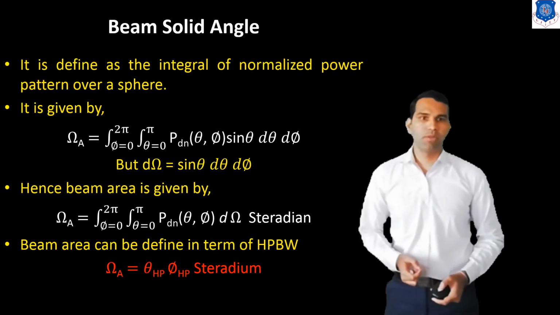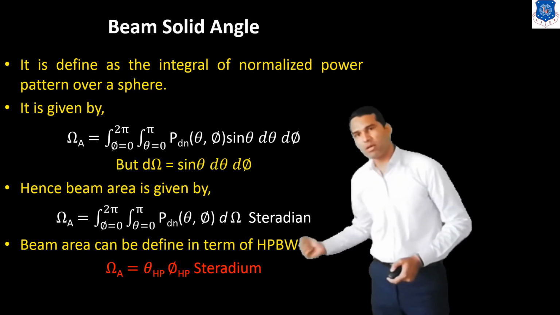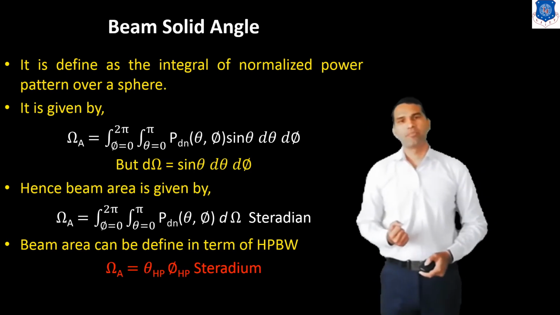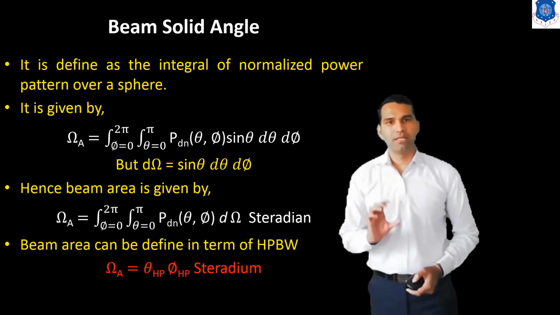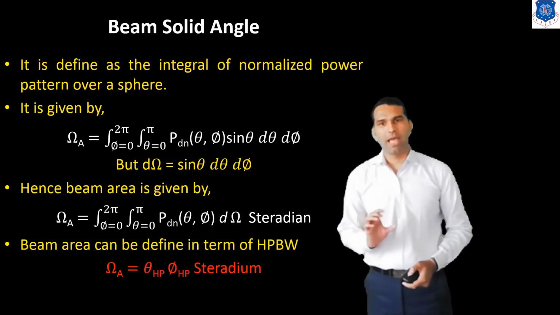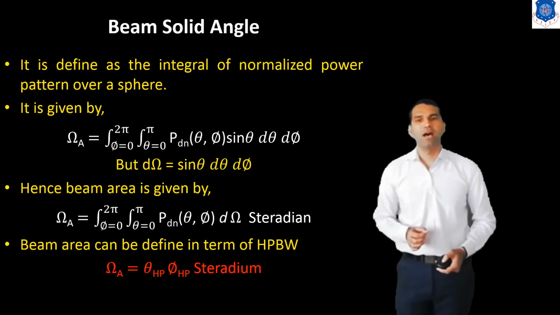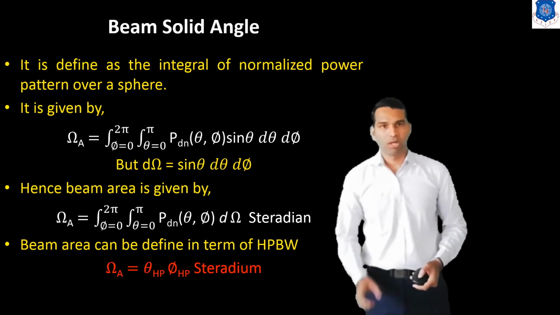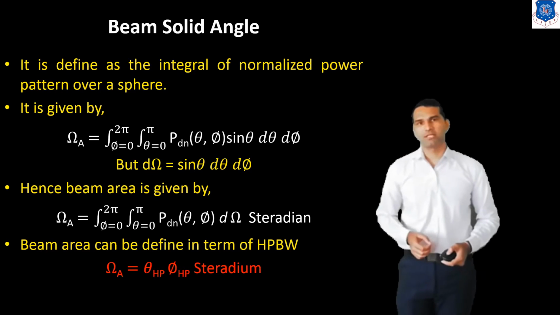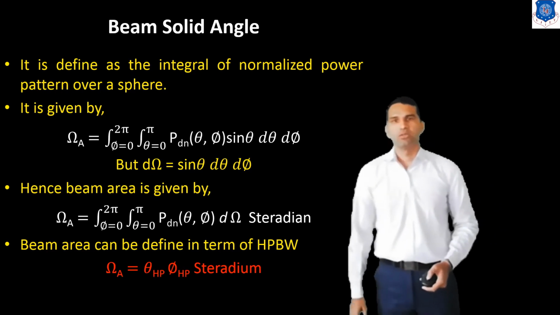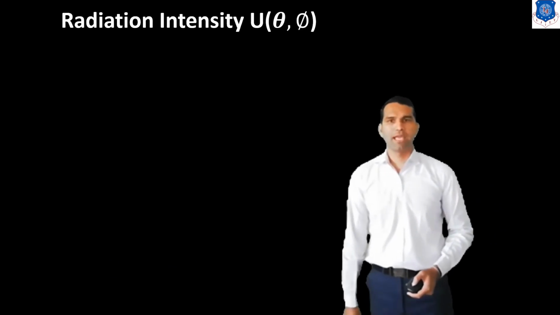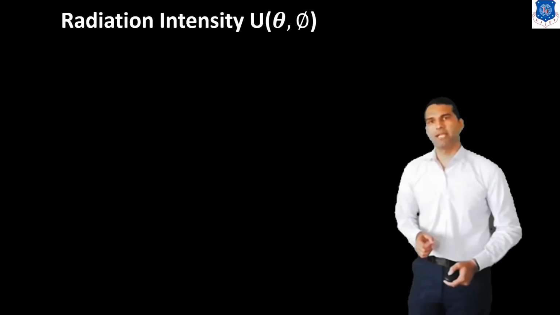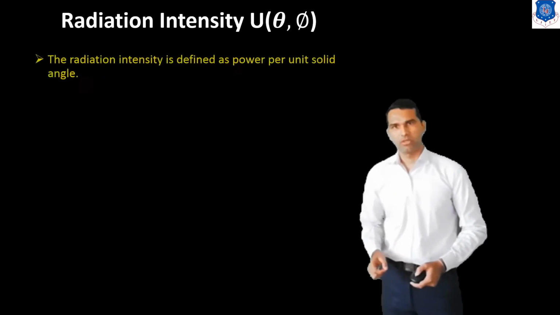So here the question comes to mind: what is θ_HP and what is φ_HP? θ_HP indicates the half power beam width in the theta direction, and φ_HP indicates the half power beam width in the phi angle. What is the half power beam width? We will understand it later in this lecture. So this is the beam solid angle, and now the next point is the radiation intensity.